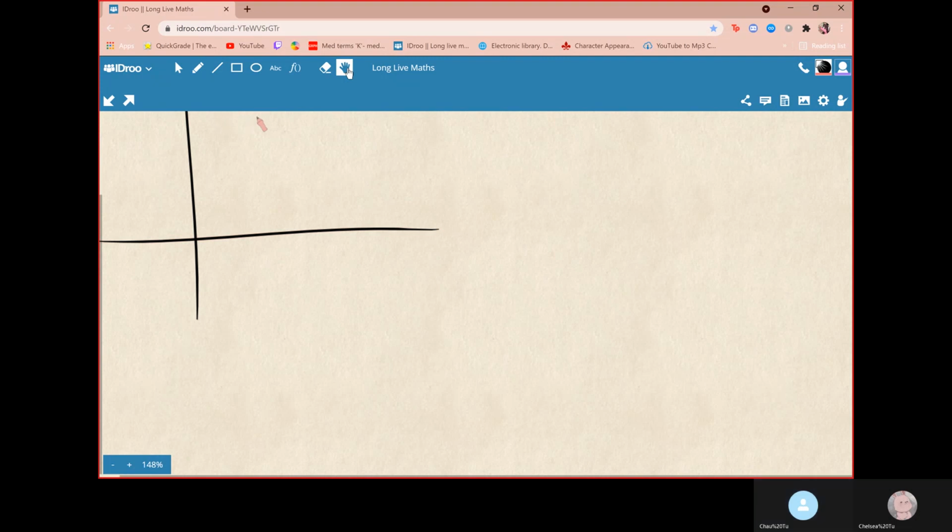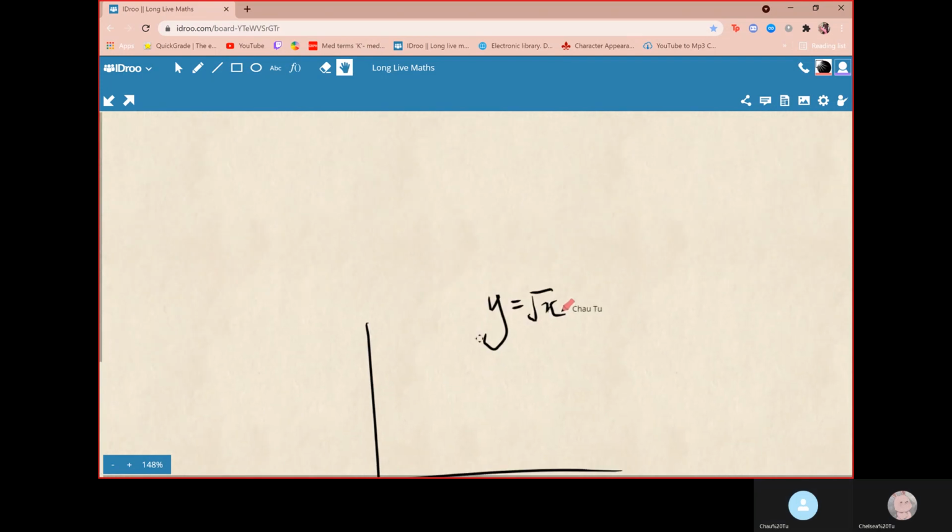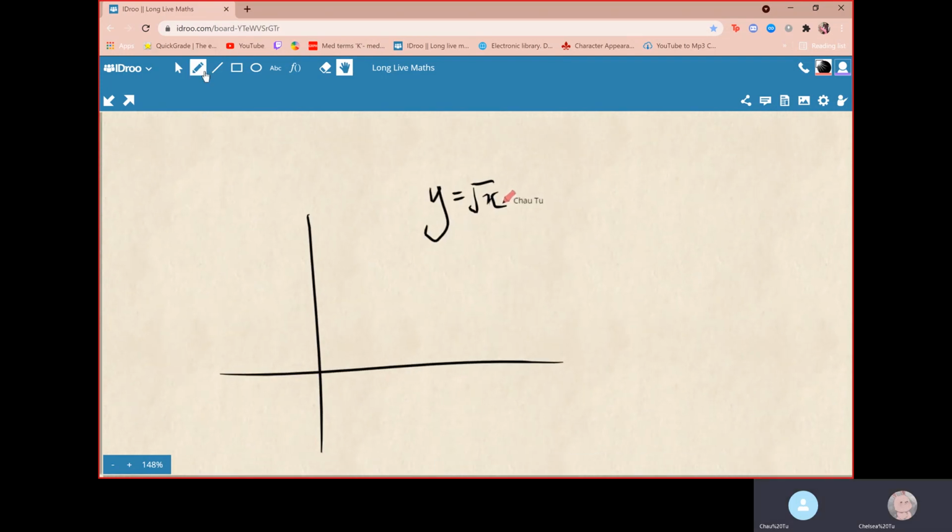Okay, what about this one? Square root of x. What does that look like as a graph? If you don't know, put it in your mind. What's the square root of 0? Yeah, so it's right there. What's the square root of 1?